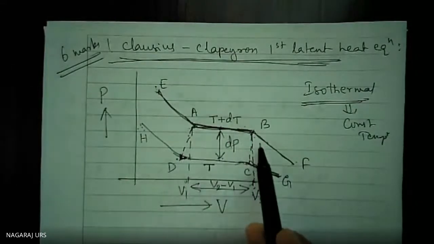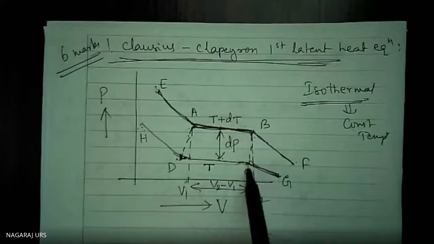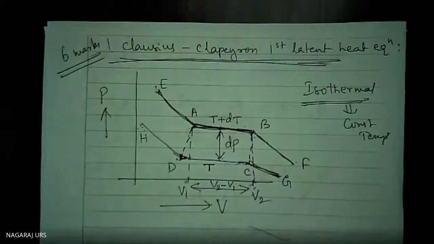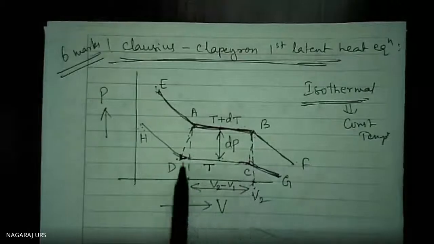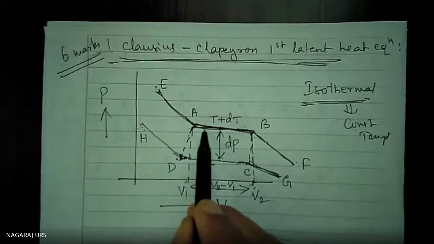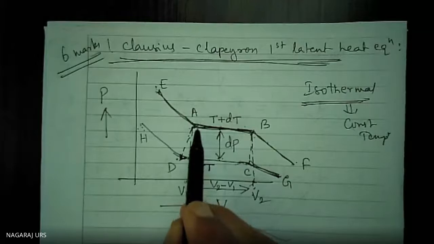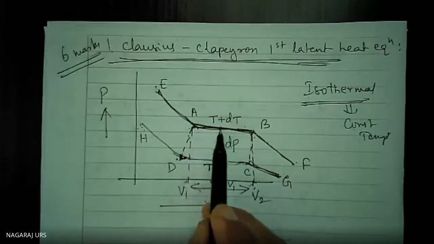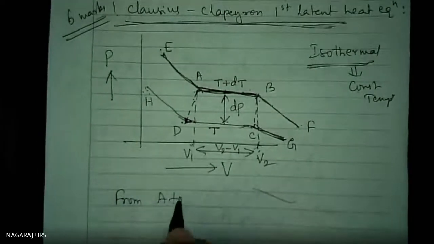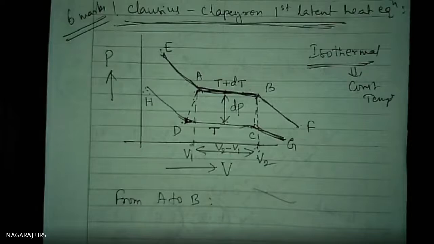ABCD is a reversible complete cycle of Carnot. We can apply the Carnot's theorem here. Let us consider 1 gram of liquid. That 1 gram of liquid goes from A to B. I will write here, from A to B.